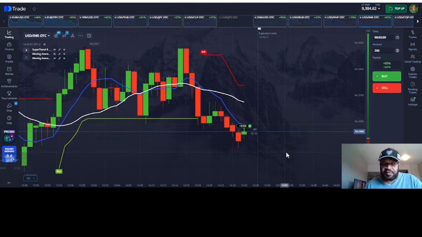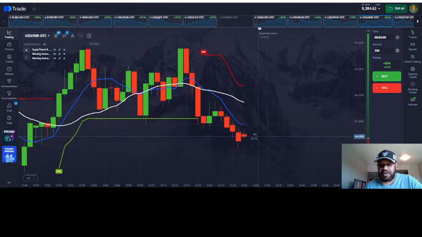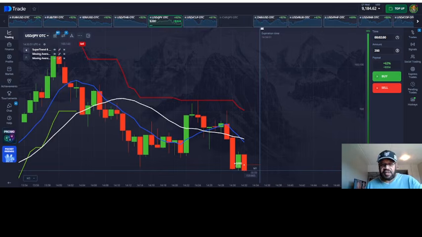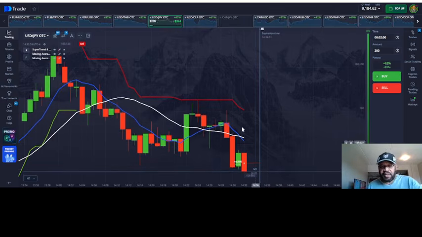Okay, that trade was in the money, a little close, but we got that trade. All right, so I'm gonna pause the video and look for our next trade setup. I'm on the USD JPY OTC pair, and I just took a short at this level.